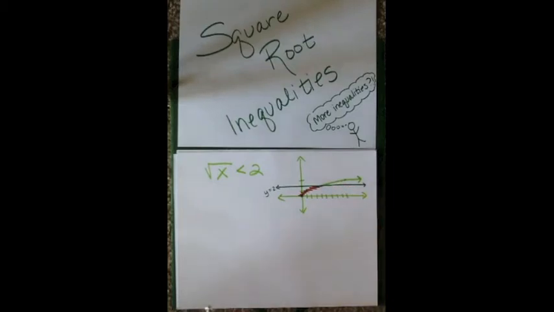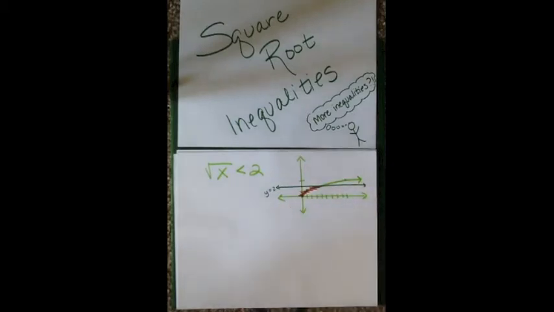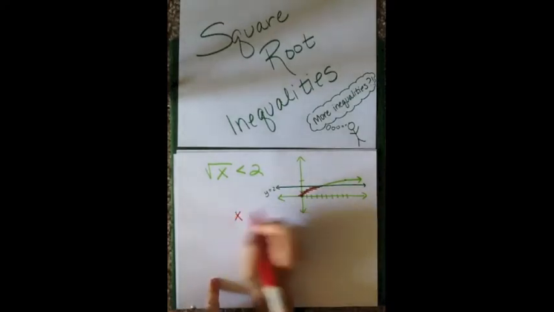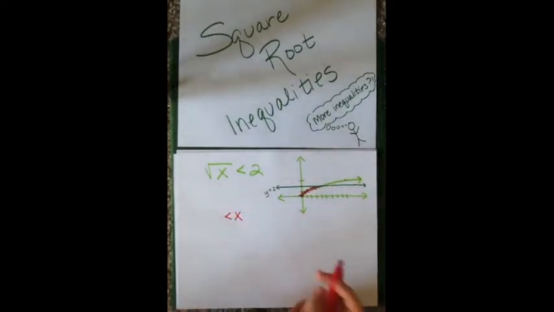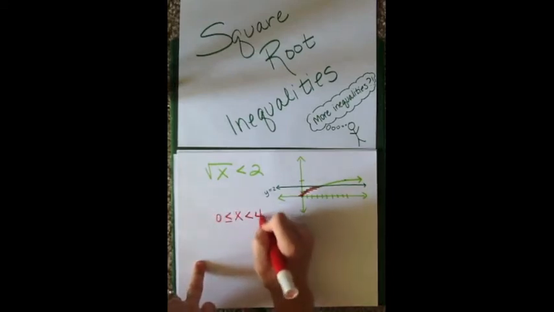And you can only go as far as your domain will allow. Remember, we talked about how domain and range are very important in algebra. It tells you what your solutions can and cannot be. So here it only goes to 0. So if we were to actually write this as a solution, I know that x is greater than or equal to 0 and less than 4.